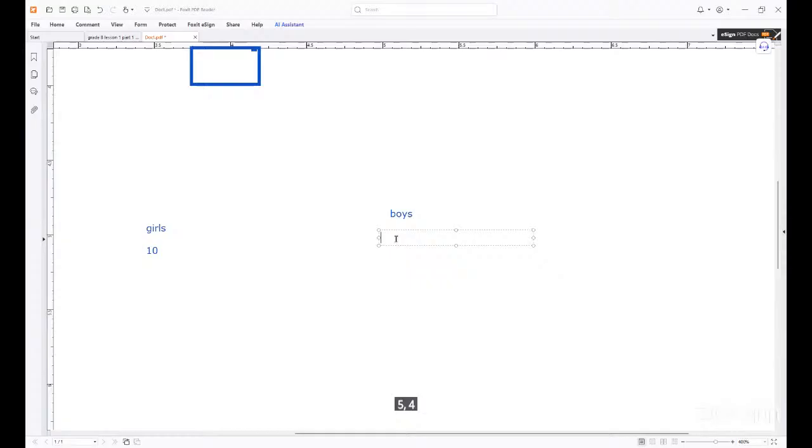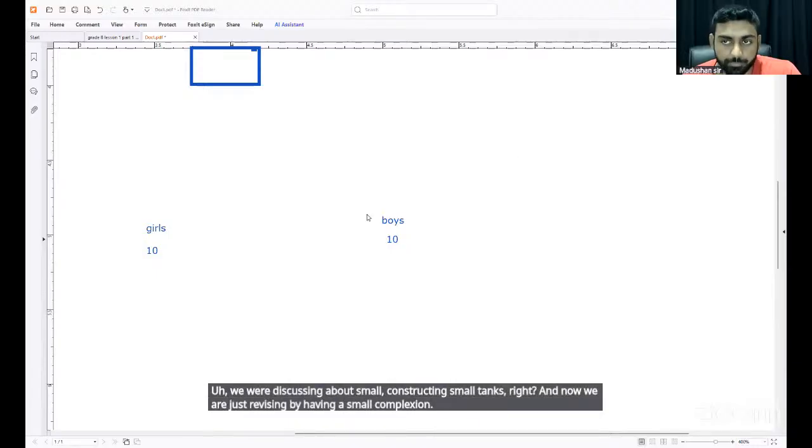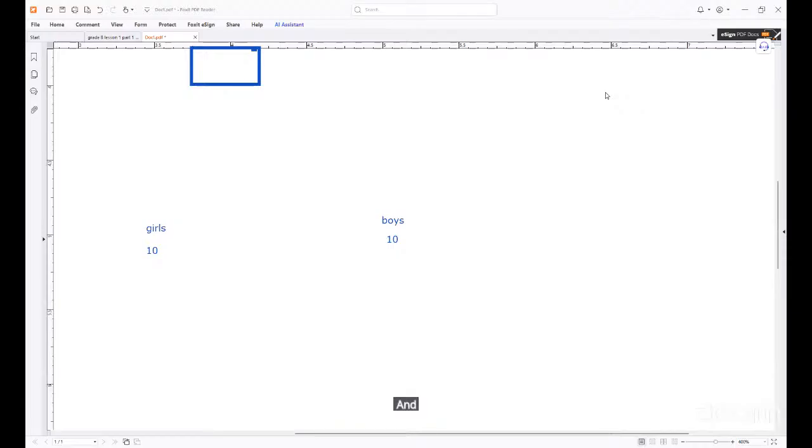Sir, give them like 5 marks. They deserve 5 marks. No, they said the full answer. Excuse me, sir, the answer from the boys' side. I had a connection problem. I was left for a few minutes. What happened? Girls, we were discussing the championship about constructing small tanks, right? And now we are just revising by having a small competition. And the girls won.